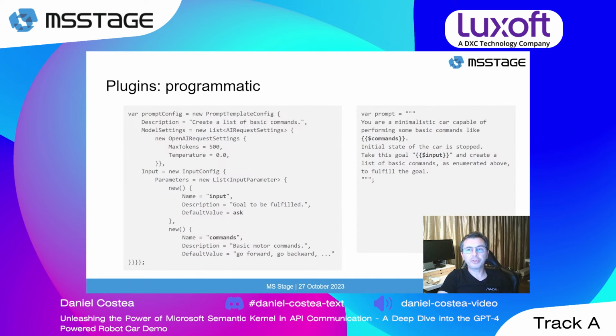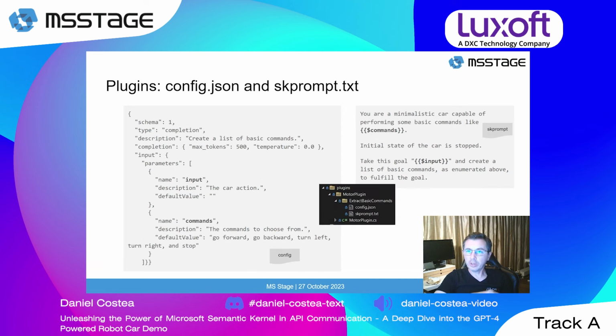Let's conclude. We have two ways to create the plugins. The programmatic way, using the prompt template config along with the prompt template, or by providing a skprompt text file and a config.json file in the plugin folder. Please notice that the fixed folder structure has to be followed.